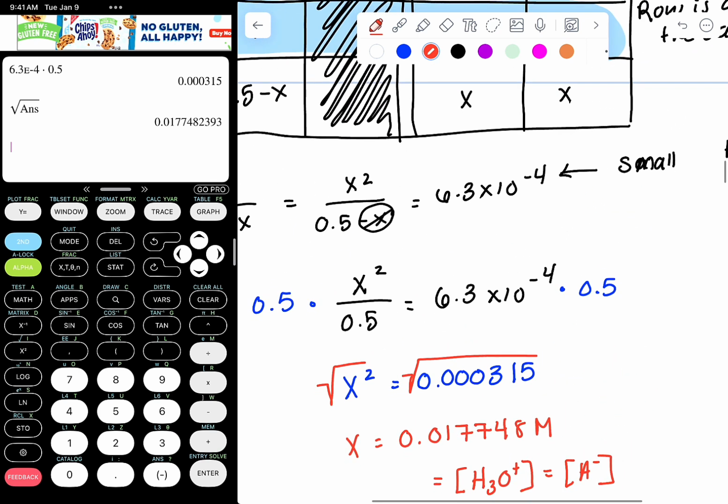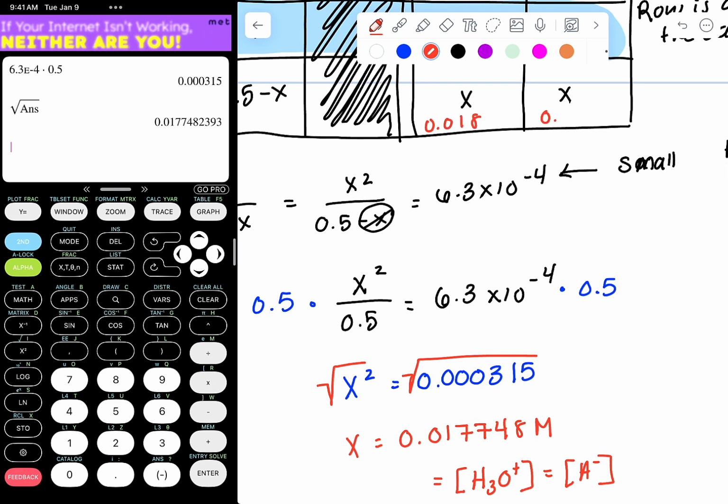So that would go into our table as 0.0. Let's see, we have two sig figs here, 0.018 as our concentrations of H3O plus and A minus at equilibrium. Okay. Now we're not done yet.